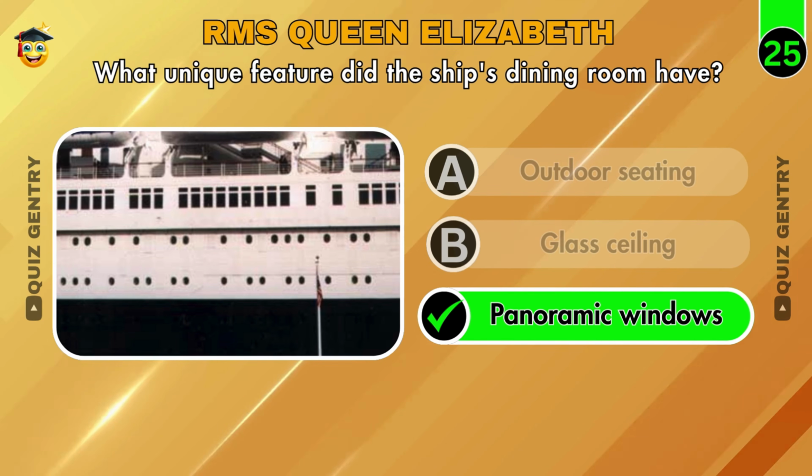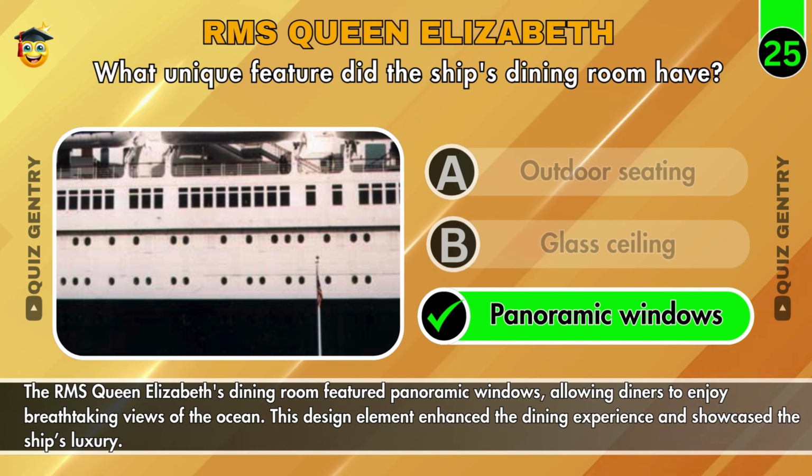Panoramic windows. The RMS Queen Elizabeth's dining room featured panoramic windows, allowing diners to enjoy breathtaking views of the ocean. This design element enhanced the dining experience and showcased the ship's luxury.